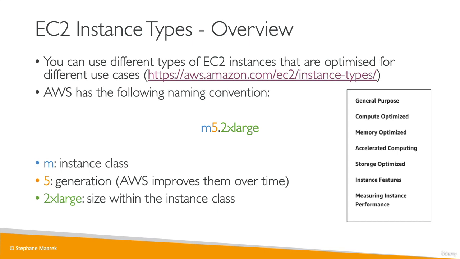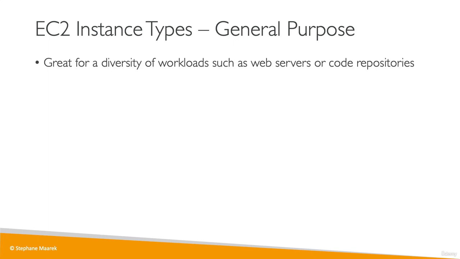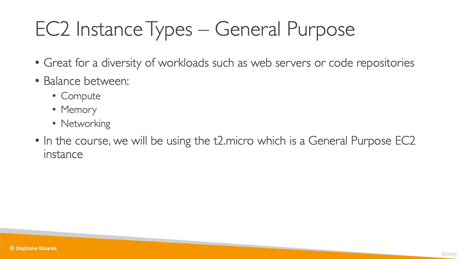From an exam perspective, what do you need to know? We'll talk about a few different instance types. First, general purpose, which is great for a diversity of workloads such as web servers or code repositories. They have a good balance between compute, memory, and networking. In this course, we'll be using general purpose instances, the T2 micro, which is the free tier general purpose type of instance.